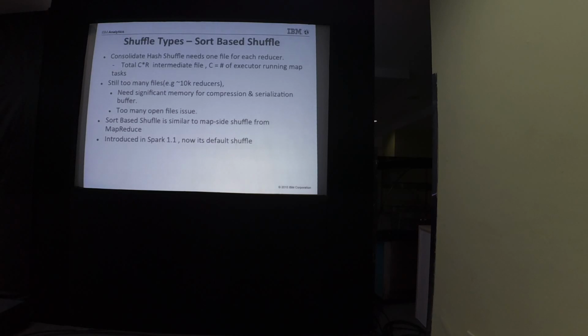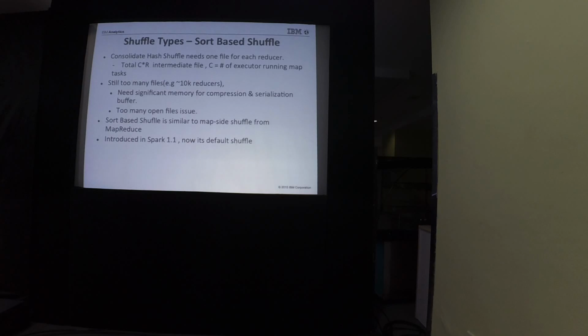This idea came from MapReduce. Why not look at the Hadoop shuffle, right? Because their shuffle was there also. So then they came up with this sort-based shuffle, which follows the MapReduce shuffle to some extent, not fully. On the map side, it follows completely.